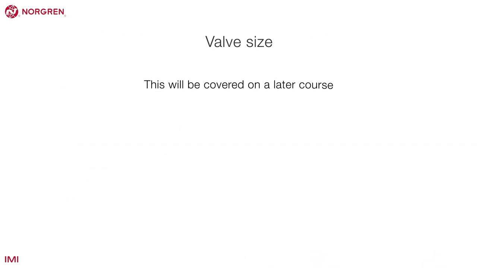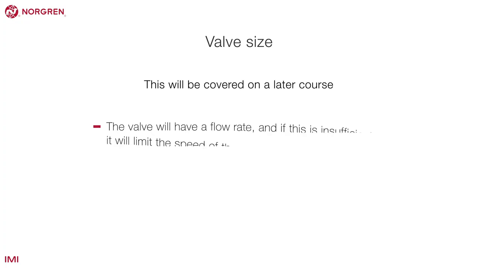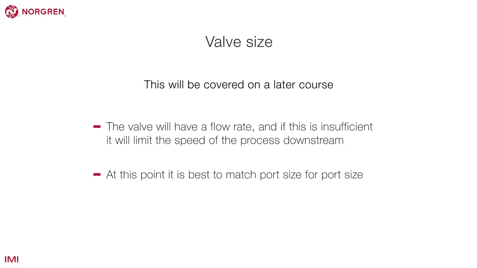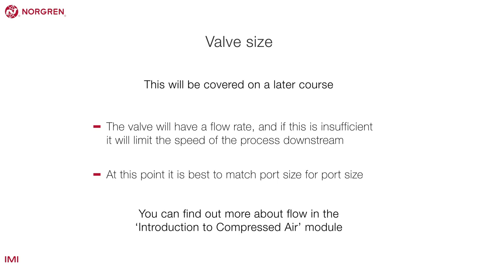The size of the valve that is needed will be covered on a later course, but it's an important consideration. The valve will have a flow rate, and if this is insufficient, it will limit the speed of the process downstream. At this point, it is best to match port size for port size. You can find out more about flow in the Introduction to Compressed Air module.